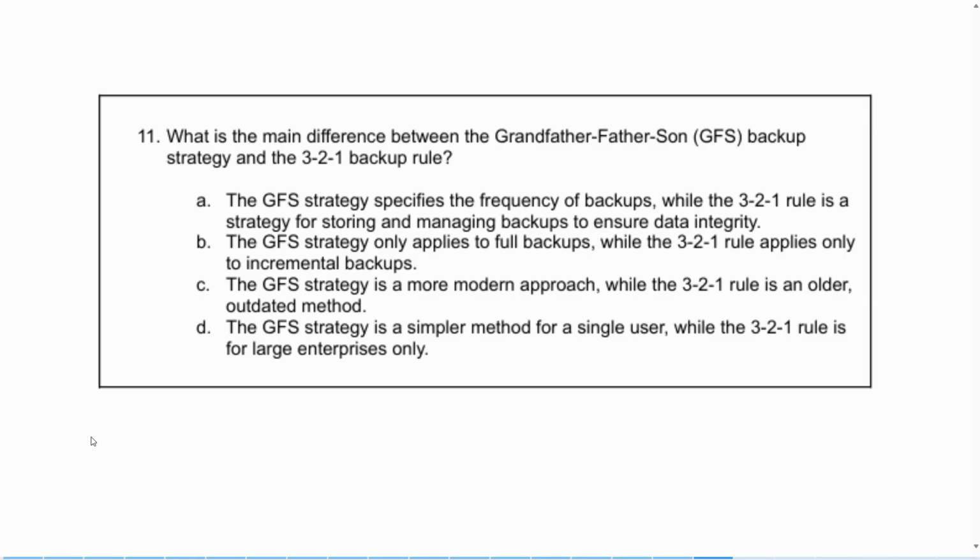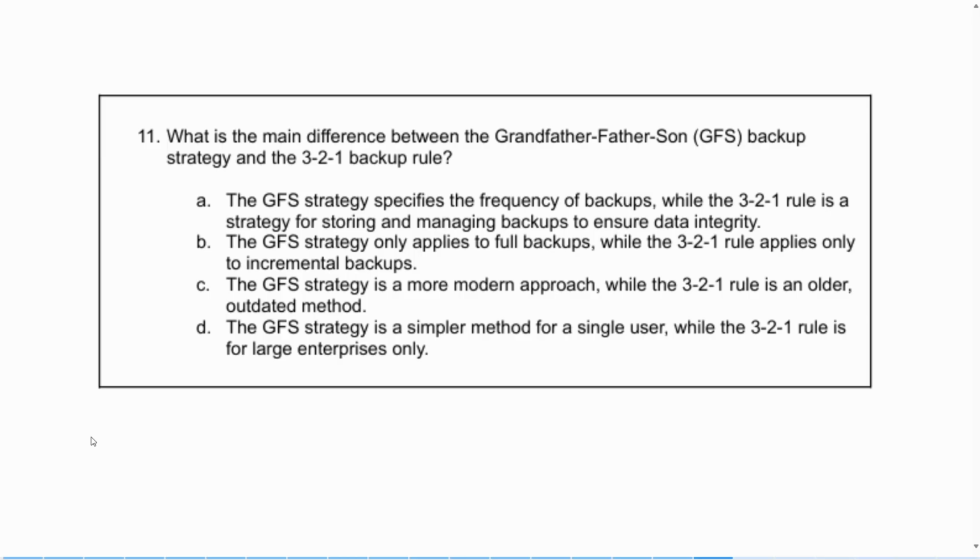backup rule? A. The GFS strategy specifies the frequency of backups, while the 3-2-1 rule is a strategy for storing and managing backups to ensure data integrity. Or B. The GFS strategy only applies to full backups, while the 3-2-1 rule applies only to incremental backups. Or C. The GFS strategy is a more modern approach, while the 3-2-1 rule is an older, outdated method.